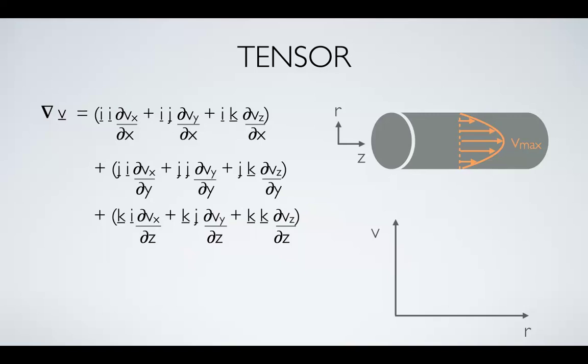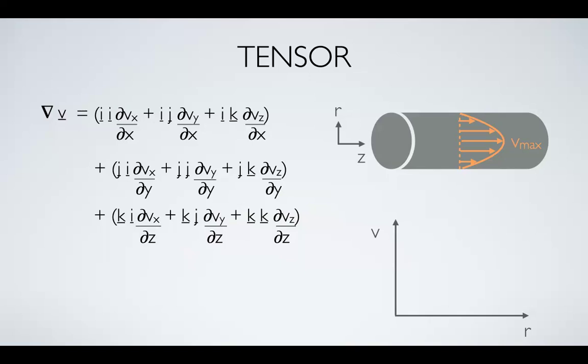Velocity is a function of r only, right? So that means that you get only dv by dr, right? Because dv by dz and dv by d theta are all equal to 0, because it's not a function of z or theta. So that means that all other 8 terms are going to be 0. Okay, that means that you're dealing with only 1 term right here out of 9 terms.